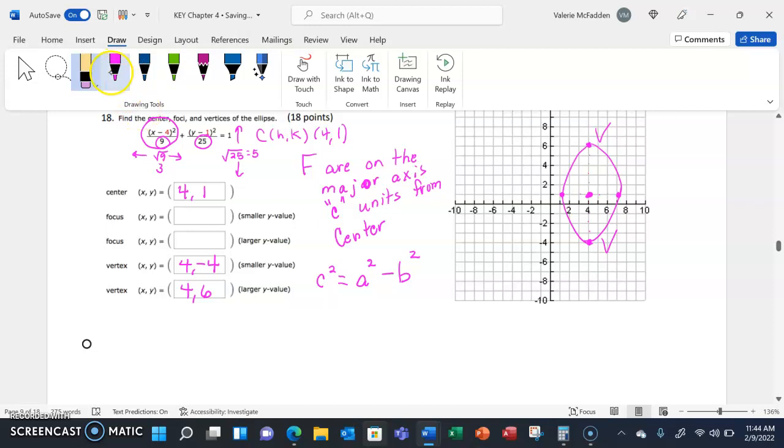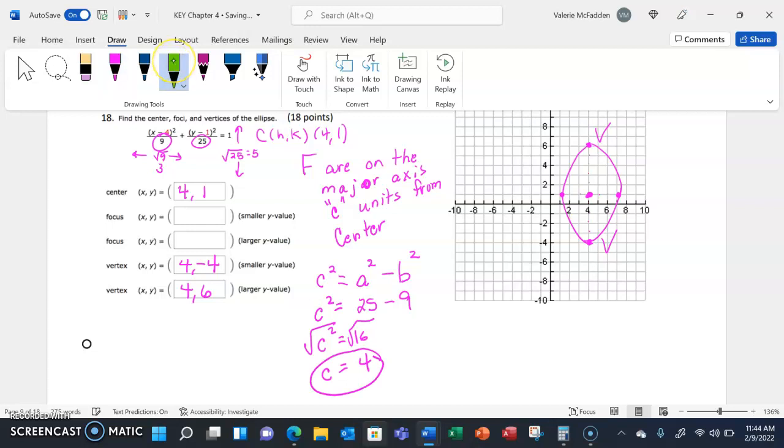So in this problem, a squared is going to be the 25, and b squared is the 9. So c squared equals 25 minus 9. c squared equals 16. Take the square root. We're only going to take the positive square root because it is a distance. So c is 4. So we're going to count from the center on the major axis.